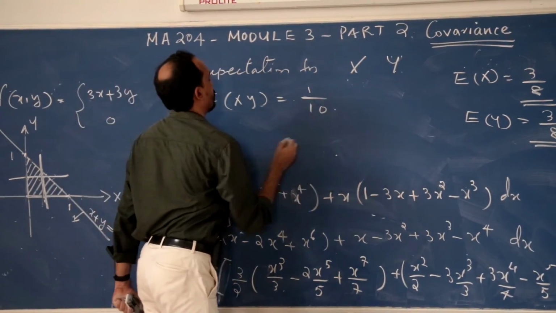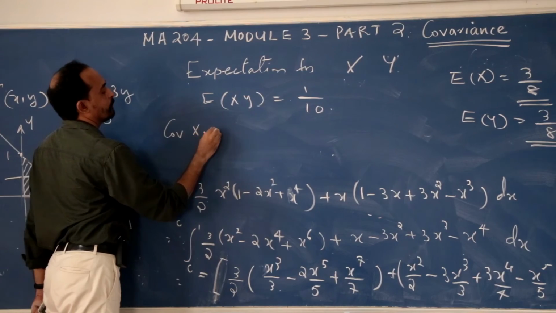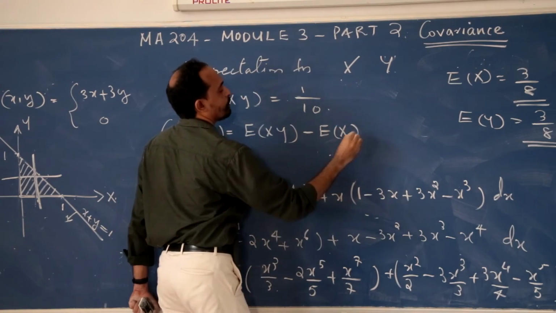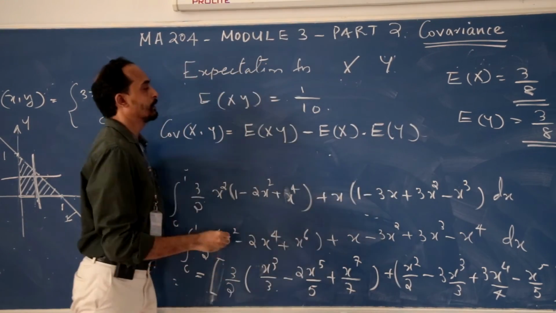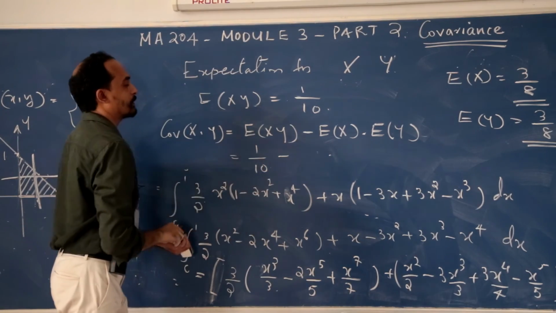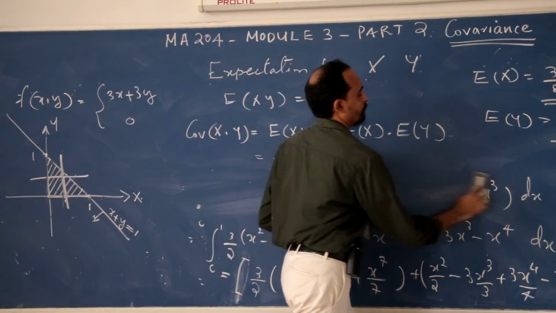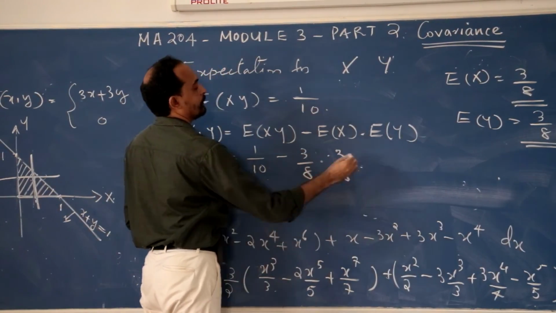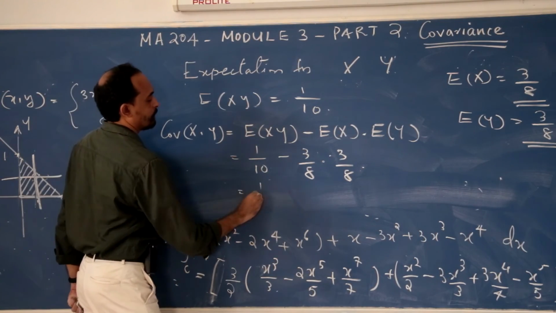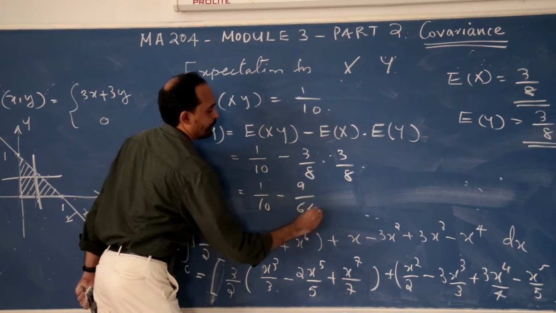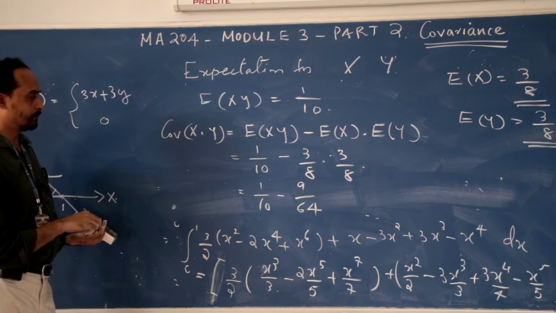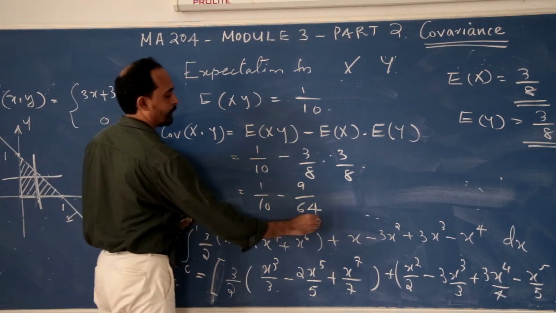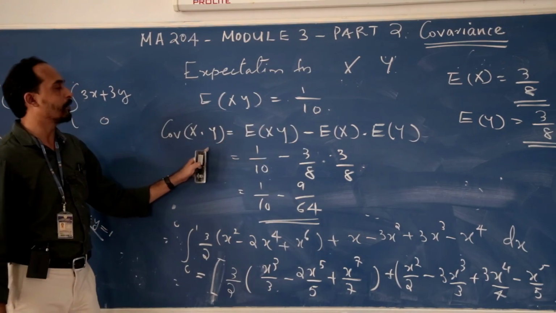So what is covariance? Covariance of xy is equal to expectation of xy minus expectation of x into expectation of y. That is equal to 1 by 10 minus expectation of x, which is 3 by 8, expectation of y is 3 by 8. So 1 by 10 minus 9 by 64. This covariance is not equal to 0. X and y are not independent.